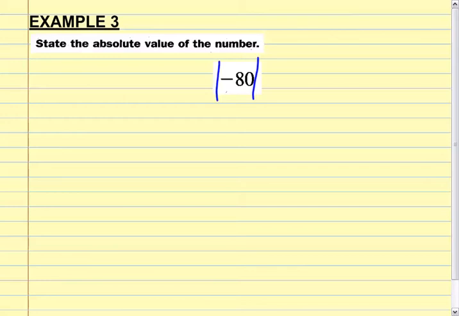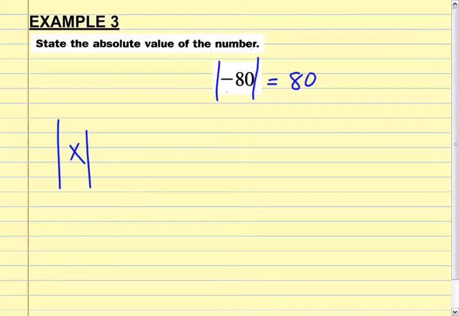Absolute value of negative 80 is what, Luke? 80. Is equal to 80. Negative 80 is 80 units from 0. Okay? I love that. Always positive. Now think about this. Just a little something on the side here.